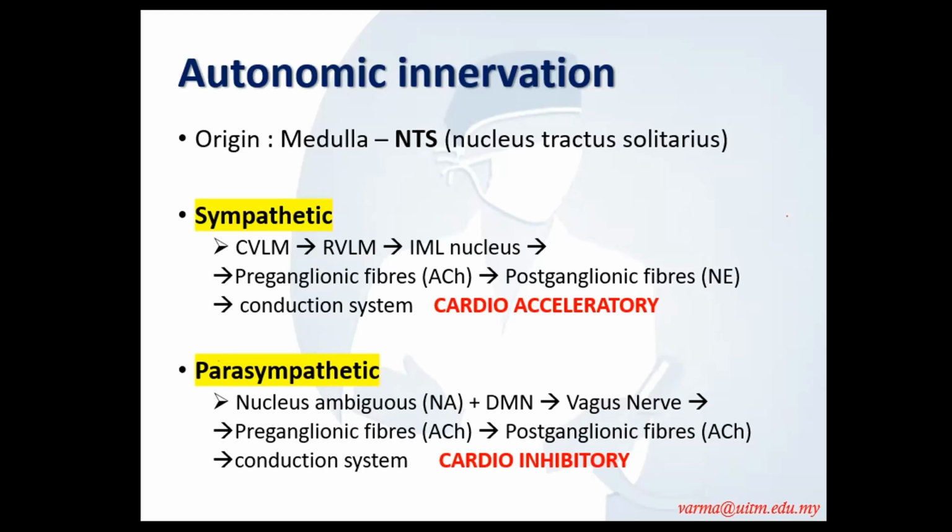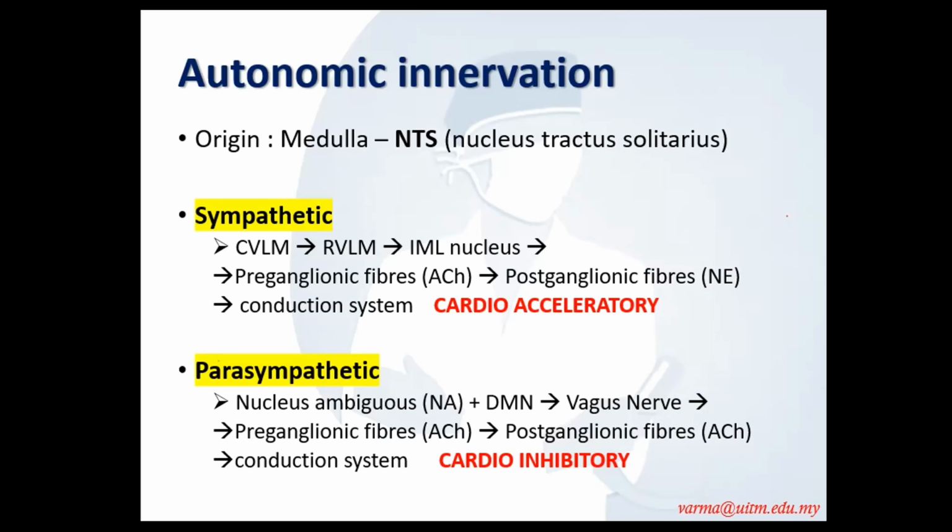So it is preganglionic ACh, postganglionic norepinephrine. You can write all this in point form, and it's cardio-acceleratory. Whereas parasympathetic, nucleus ambiguus, preganglionic ACh, postganglionic ACh, is cardio-inhibitory. So one you write cardio-acceleratory, another one is cardio-inhibitory. Whenever we talk about parasympathetic, it's always the vagus nerve. So the nerve involved here is the vagus nerve.